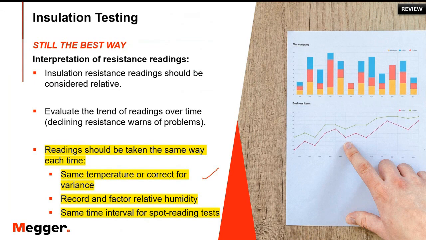So sometimes we do the correction, record and factor in the relative humidity, because the higher the humidity is, it will also affect our result, because high humidity means you have high moisture. It's almost cloudy if you have a high humidity. So some time interval for spot readings. Of course, you need to consider the time of your testing.